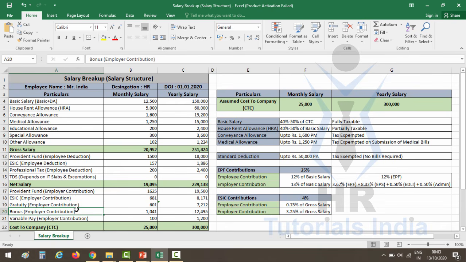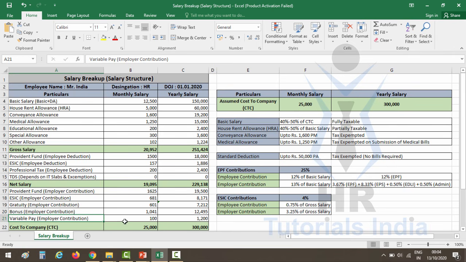Then comes bonus. Bonus is an employer contribution. Bonus is given to employees in a manufacturing sector or industrial sector. But I have calculated it here to help you understand how even bonus is calculated. In most companies, bonus is calculated at 8.33% of the basic salary. So I have given the formula 8.33% of the basic salary.